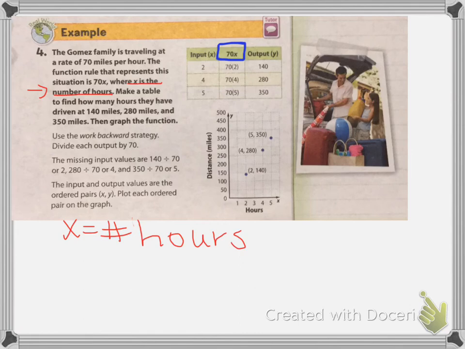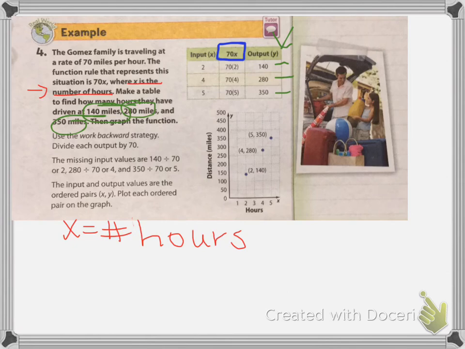Okay, make a table to find how many hours they have traveled at 140 miles. So again, this is where it gets tricky. You want to make sure that you're plugging the numbers into the right part of the table. So you're not plugging this 140 into the 70x. What they're giving you is the output. So they're saying make a table to find how many hours they've traveled when they go 140 miles, 280 miles, and 350 miles. So they've given you the outputs, 140, 280, and 350. So in order to find those, you would be working backwards.